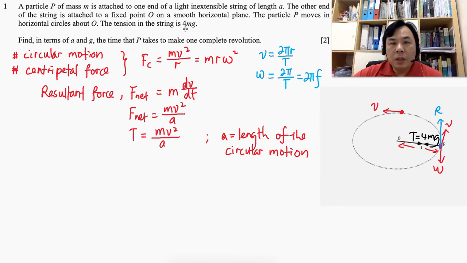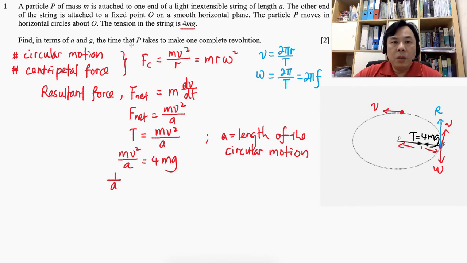And then we are given the tension itself. So tension is equal to 4mg. So I'm going to equate this, mv square over A equal to 4mg. All right, and then of course we're going to do a bit of simplification here. Now that way, the m can be reduced, so we have v square.